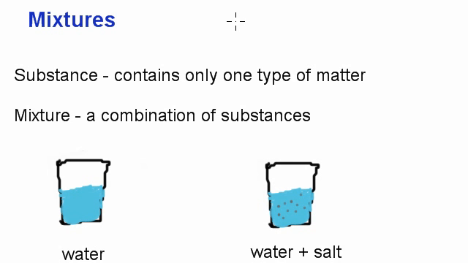Let's say water. Okay, the formula for water is H2O. Water contains only one type of matter. Another example is sucrose. Sucrose is a type of sugar. All the molecules in sucrose are the same. Okay, so these are examples of substances. They only have one type of matter. They're not mixed. It's just one thing.